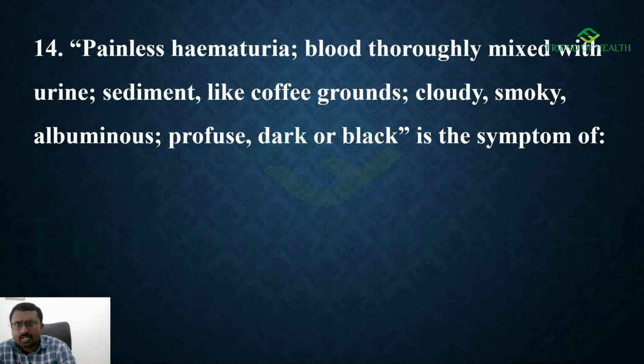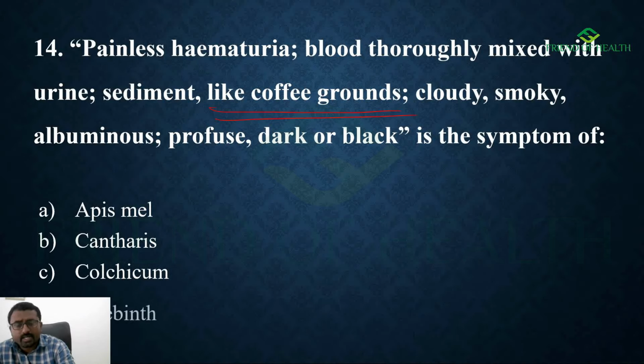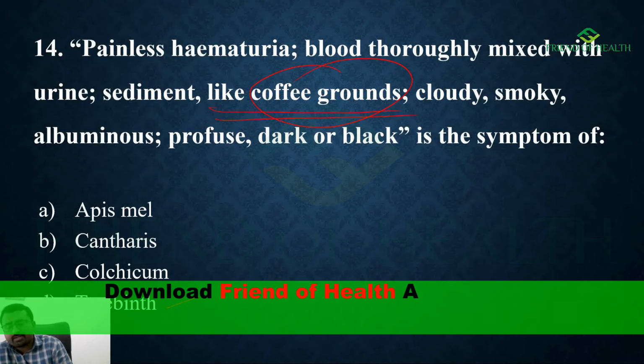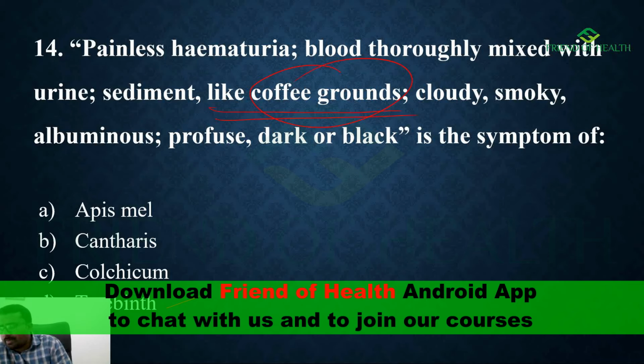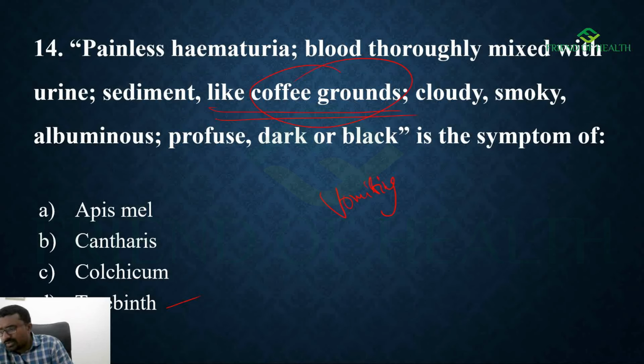So next is painless hematuria, blood thoroughly mixed with urine, sediment like coffee grounds, cloudy, smoky, albuminous, profuse, dark or black is the symptom of... So the answer is terebinthina oleum. So this is close running. The coffee grounds, if you have another remedy, Crotalus horridus in the brackets, you will have confusion. Why? Because here it is urine, but in Crotalus horridus, two things: vomiting and stool. Two things are coffee ground. Vomiting of black or coffee ground.